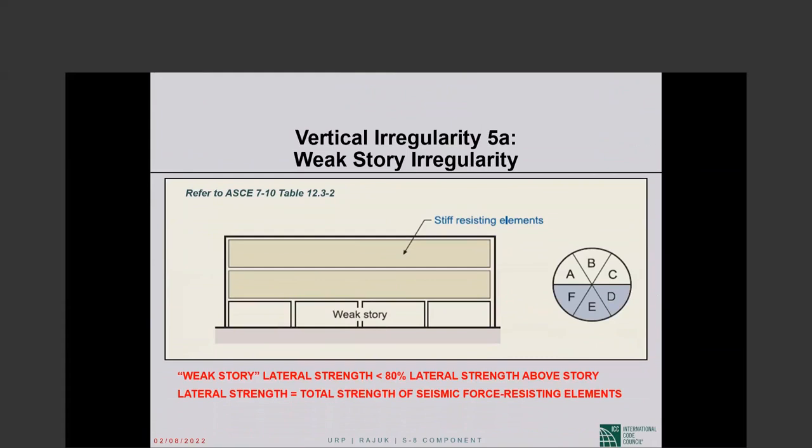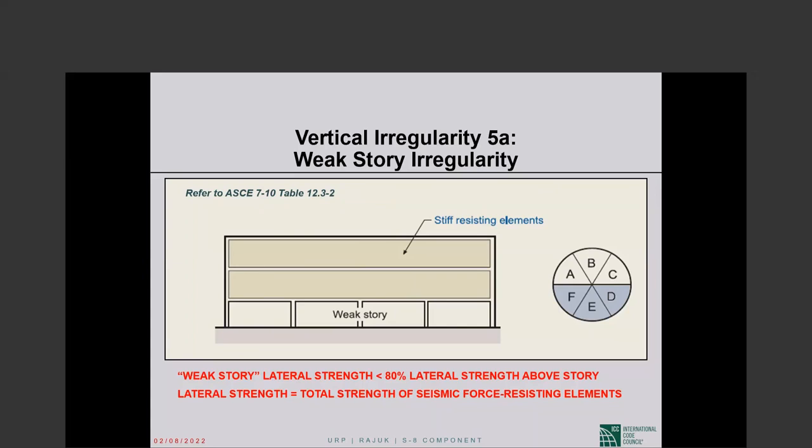Vertical type 5, weak story irregularity. So when we say soft story, it is stiffness. When we say weak story, it is strength. So weak story, lateral strength. This lateral strength is basically the sum of the shear forces that can be resisted by the columns and shear walls in the building. Okay, that's the simplest way to think of lateral strength. How much shear can be resisted by the columns and the shear walls. So weak story lateral strength is less than 80% of the lateral strength of the story above.